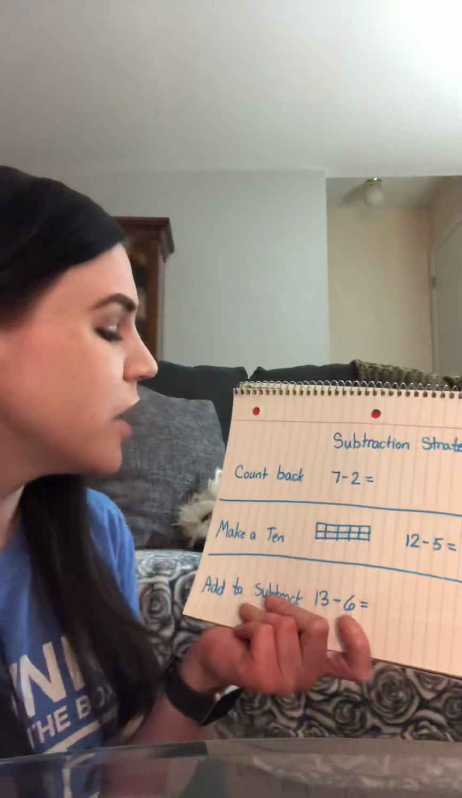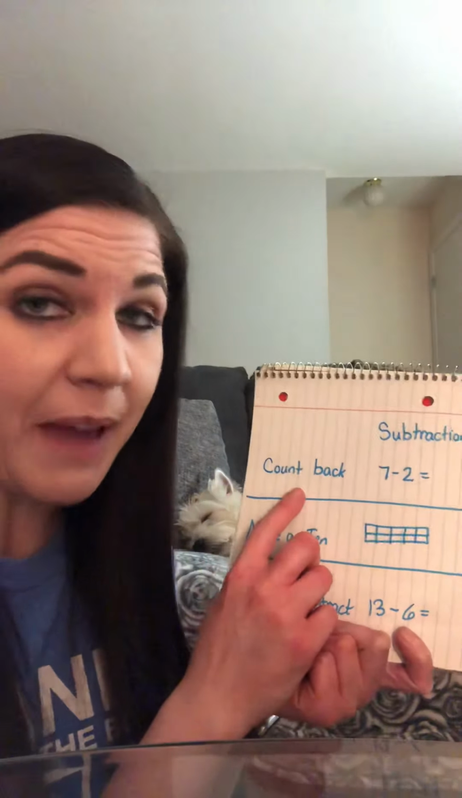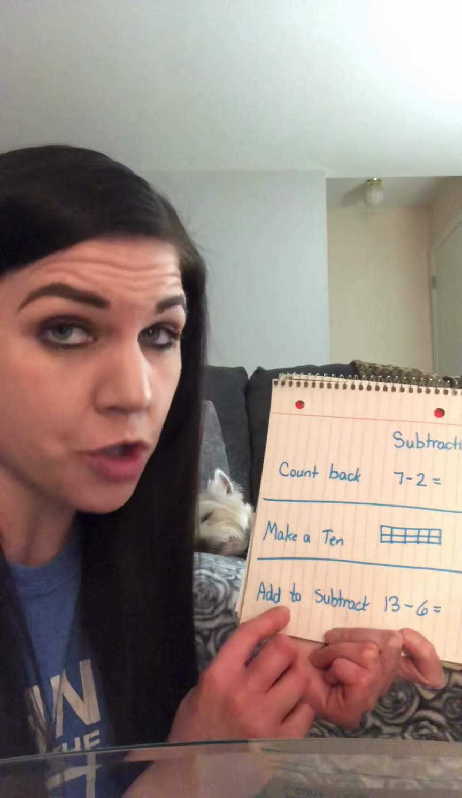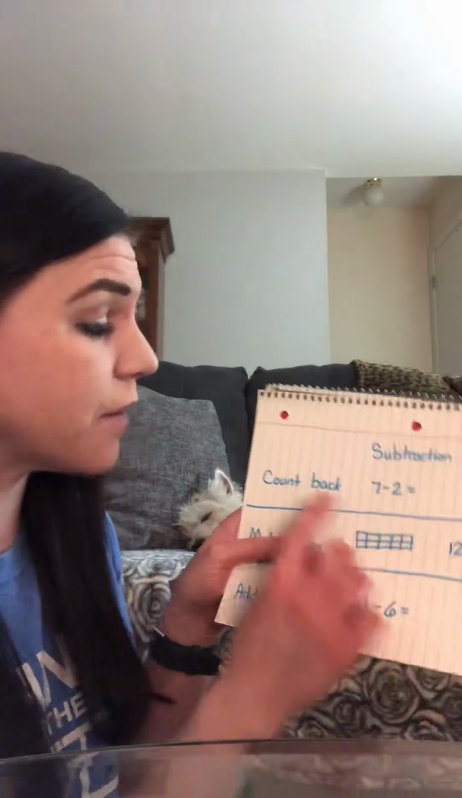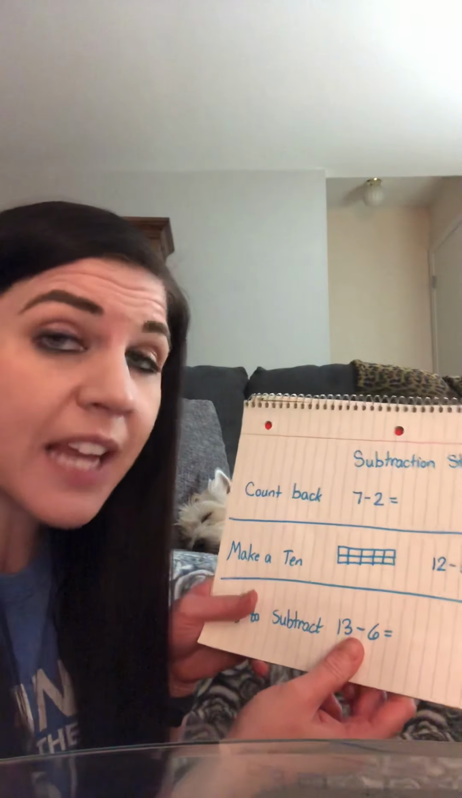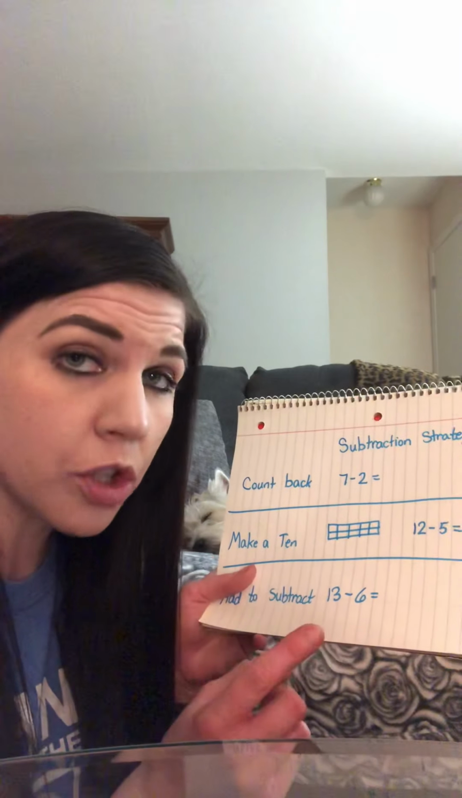Okay, I'm back with our subtraction strategies. So we have 3 main subtraction strategies that we've learned: counting back, making a 10, and adding to subtract. Let's look at counting back first. Just like counting on, we use counting back when we're subtracting 1, 2, or 3.